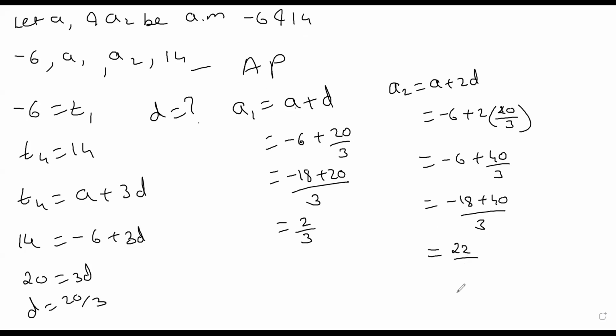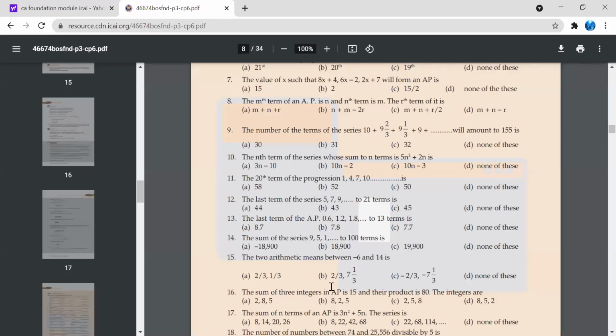22 by 3 can also be written as 7 integer 1 by 3 in mixed numbers. So 7 into 3 will become 21, plus 1 will become 22. So this is your answer. The answer is given. B is your answer.